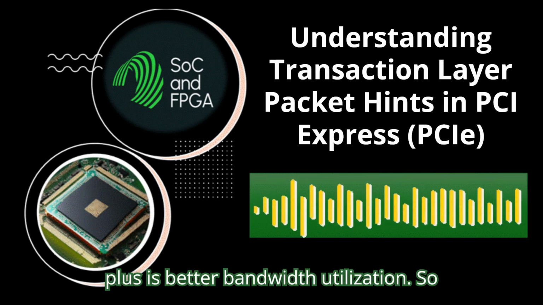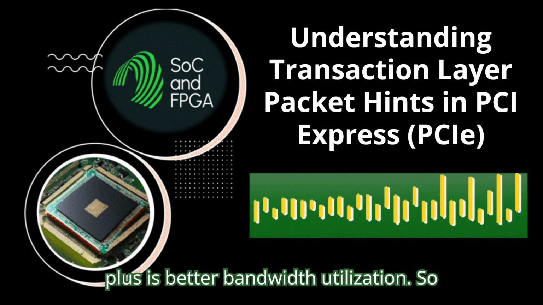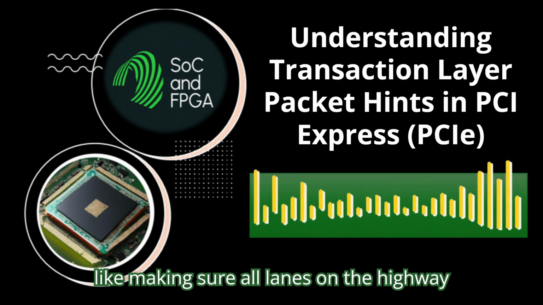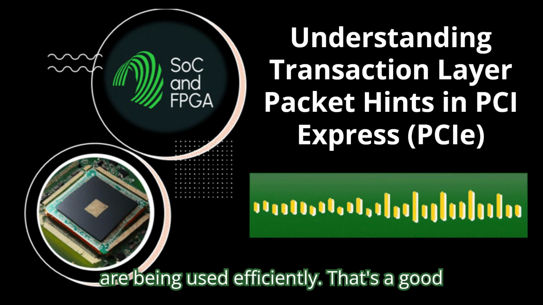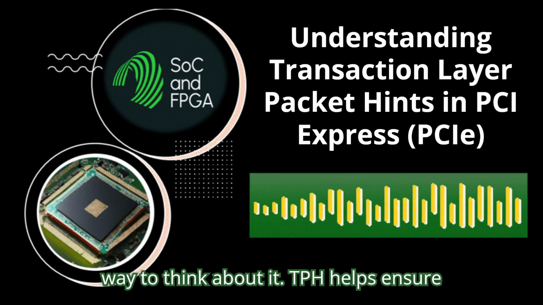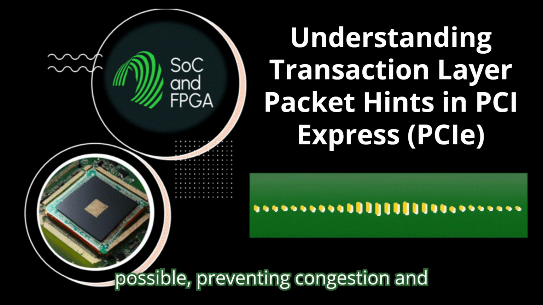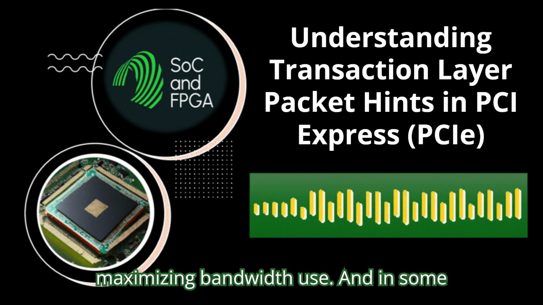Another big plus is better bandwidth utilization. So we're talking about making the most of the available data transfer capacity, like making sure all lanes on the highway are being used efficiently. That's a good way to think about it. TPH helps ensure data is transferred as efficiently as possible, preventing congestion and maximizing bandwidth use.